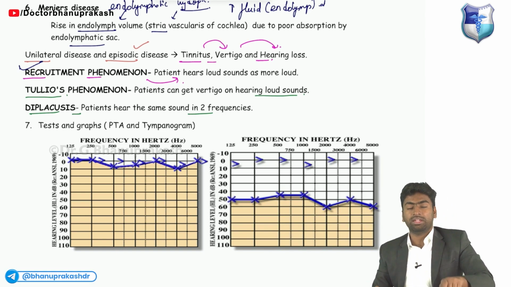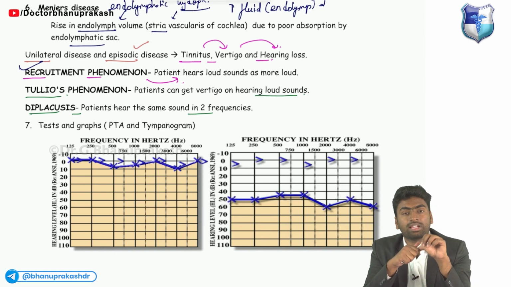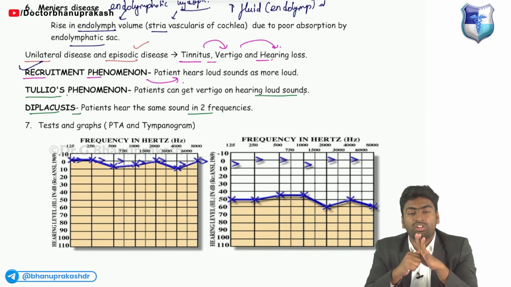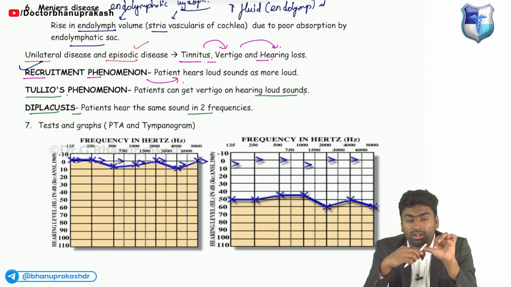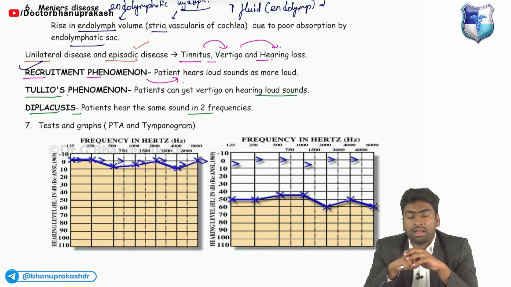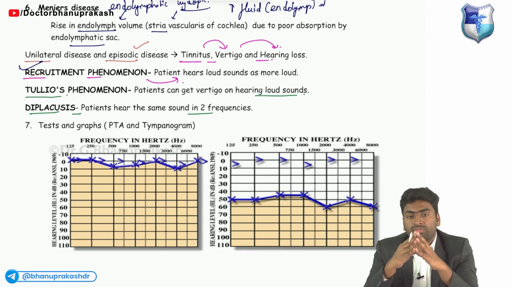So remember, in Meniere's disease we will see this. In Meniere's, what will be written? There will be a unilateral disease, with tinnitus and vertigo followed by hearing loss. Whereas in a case of otosclerosis, they will say progressive hearing loss and hearing better in a noisy environment. In BPPV, there is vertigo which is associated with the movement of the head.